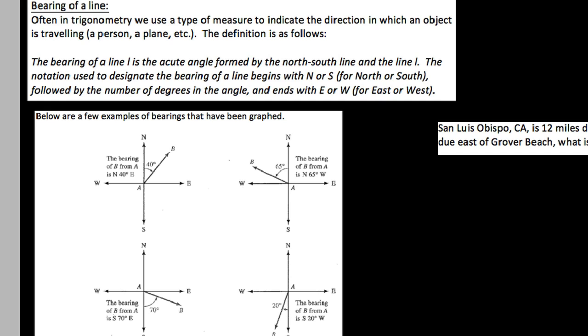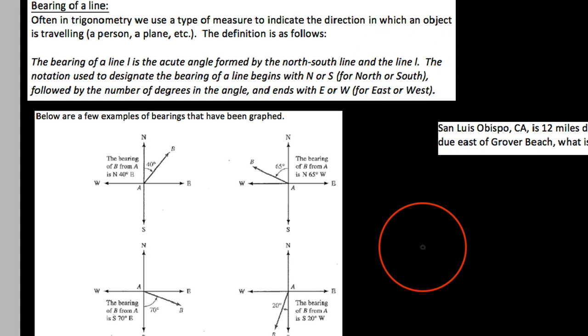So we usually refer to north, south, east, and west. And so take a look up here in the top left corner. We say the definition of the bearing of a line is as follows. We say the bearing of a line, L, okay, is the acute angle. And this is very important. It's always acute, this angle here. The acute angle formed by the north-south line and the line itself.